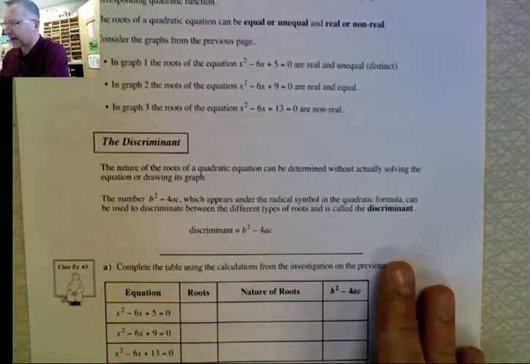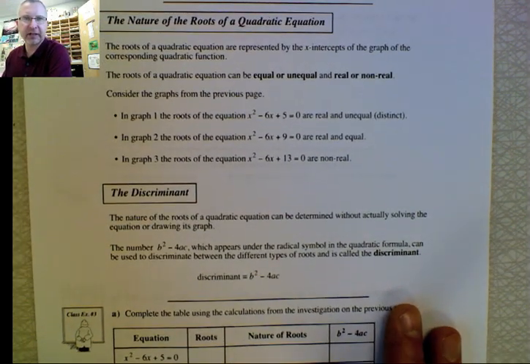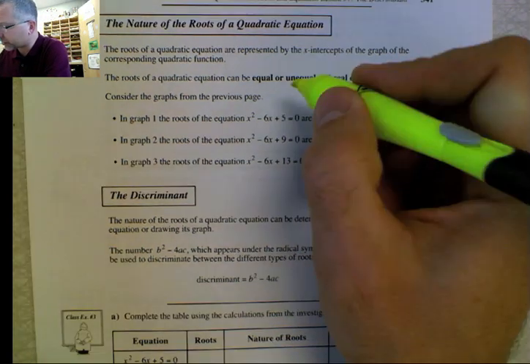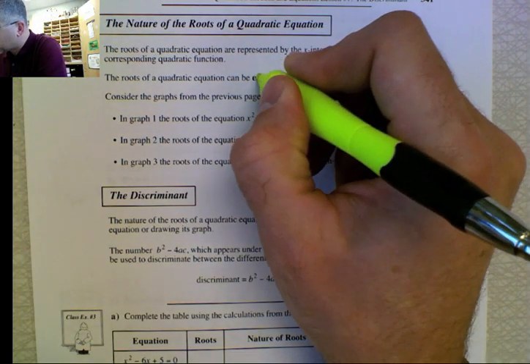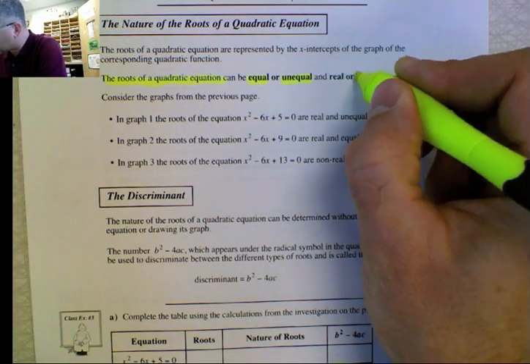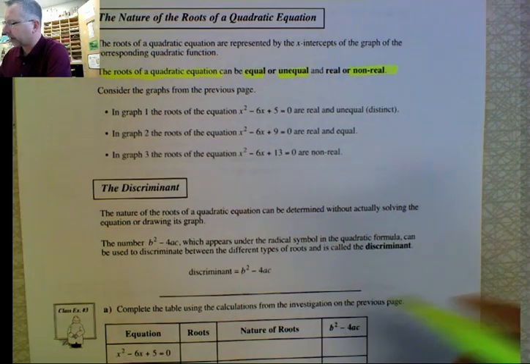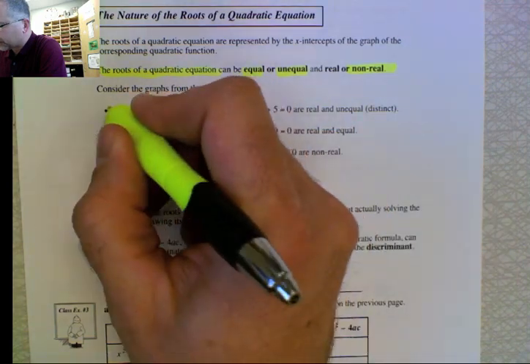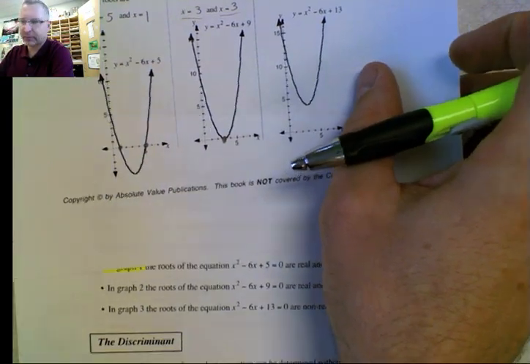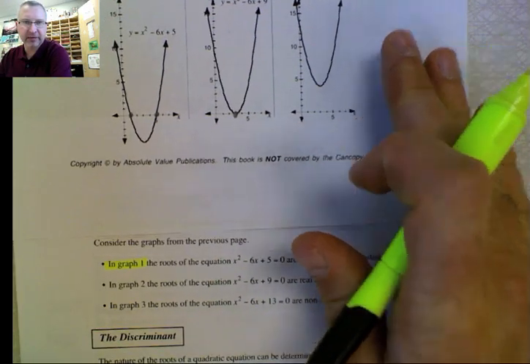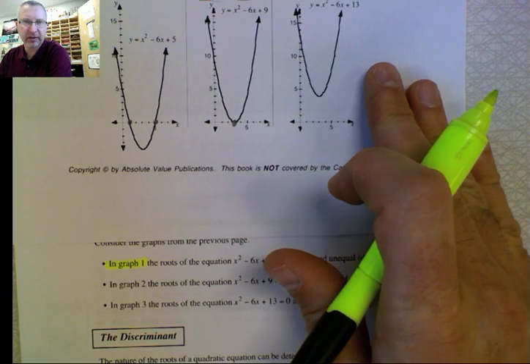So if we look at the nature of the roots, the discriminant, the three situations are that the roots of quadratic equations are equal, unequal, or non-real. It says, if you look at the first graph we had on the previous page, I'm going to plot this graph here so that we can have these graphs sitting in front of us as we talk about this.